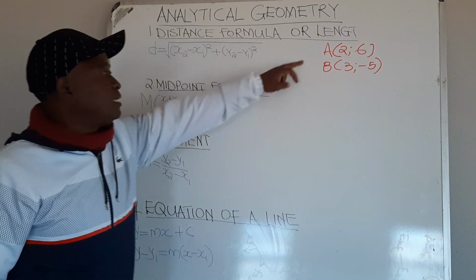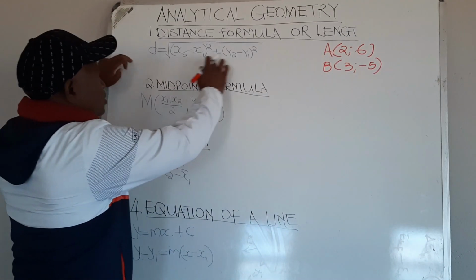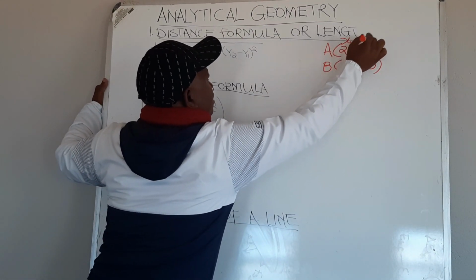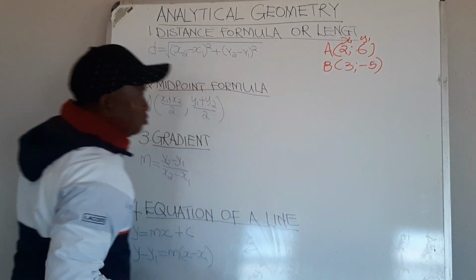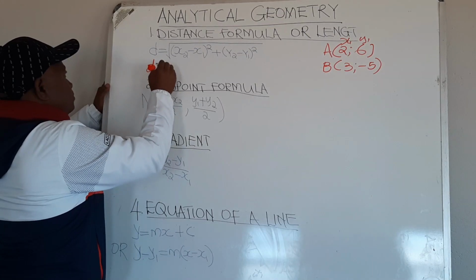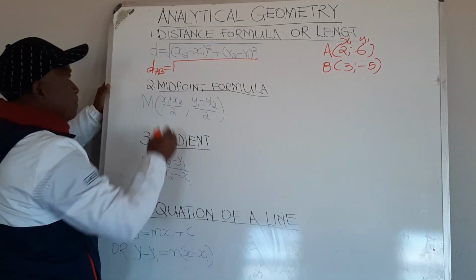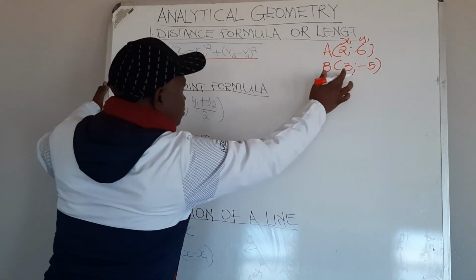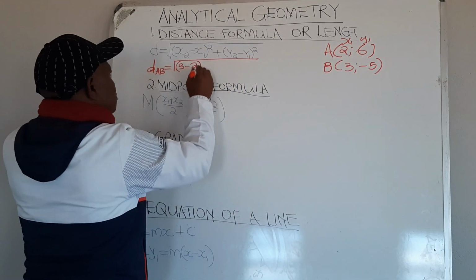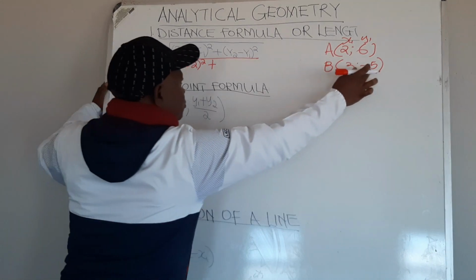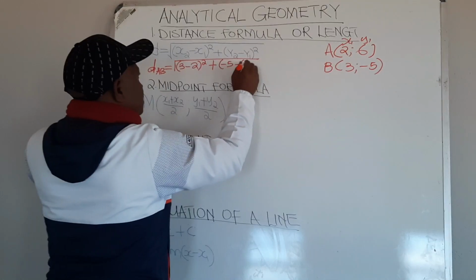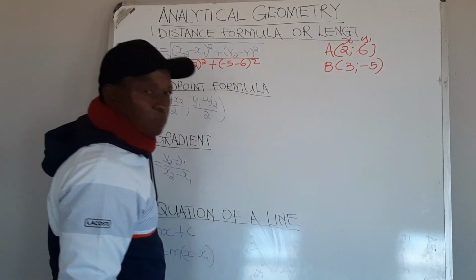So if we want the distance between the 2 points, we are going to substitute. We can choose this point A to be our 1, which will be x1 and y1, and this one will be x2 and y2. Basically, we are just going to substitute. So the distance of AB, we substitute on the formula, which will be my x2 here is 3 minus my x1, which is 2, all squared, plus my y2 is -5, minus my y1, which is 6. And basically from there, you're just going to press the calculator.